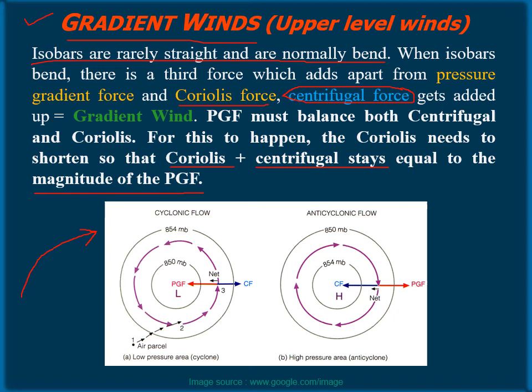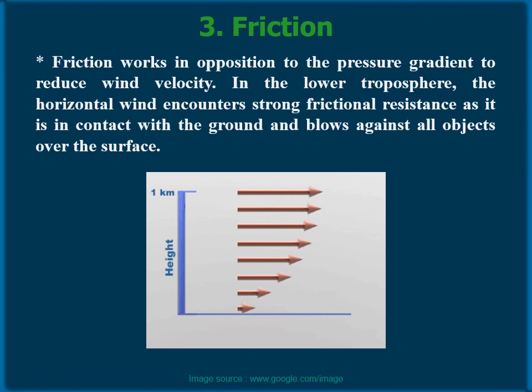The third and final force affecting wind movement is the frictional force. Now, friction works in opposition to pressure gradient force. So it basically restricts the movement of air from high pressure to low pressure region. In the lower troposphere, the horizontal wind encounters strong frictional resistance as it is in contact with the ground surface over which it is blowing.